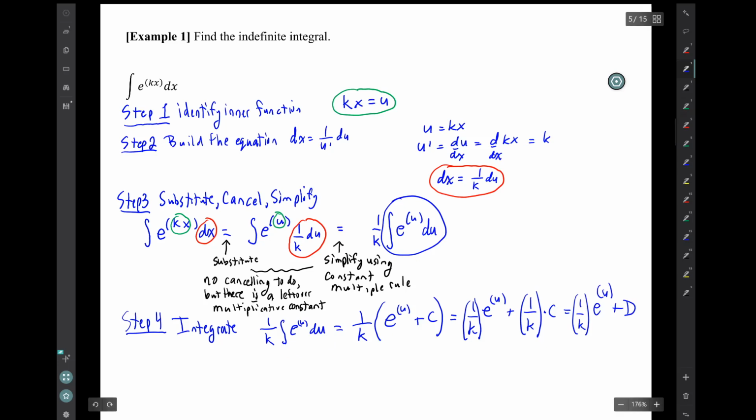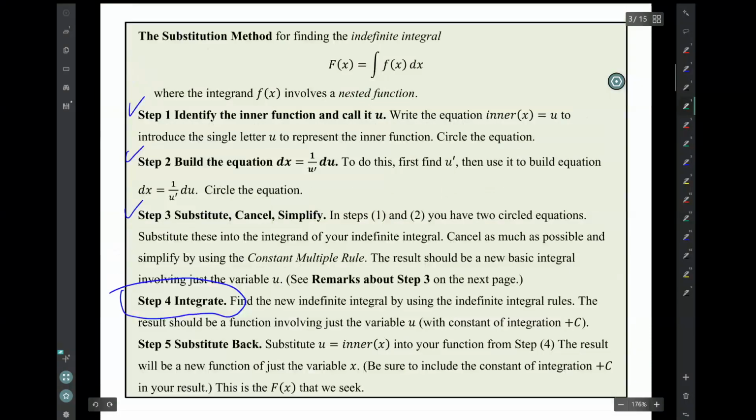Remember that the 1 over k gets distributed to 2 places. So we end up with this term, 1 over k times our constant of integration. But realize that that letter c represents any real number. That can be any real number. So then that means that 1 over k times c can also be any real number. So we are at liberty to simply change the name for that expression and just call it d. d stands for any real number. Finally, step 5 is to substitute back.